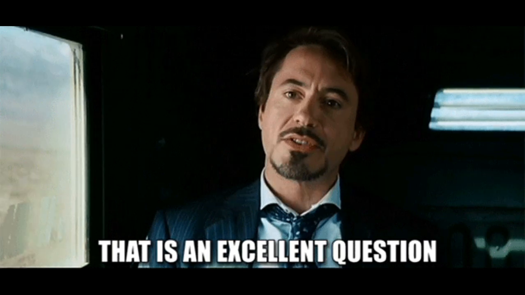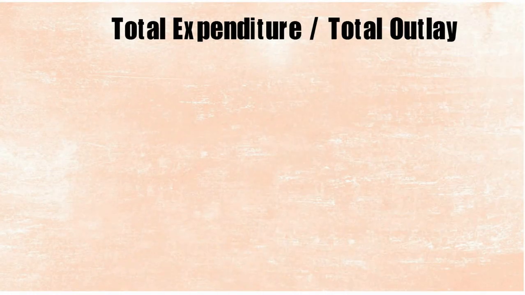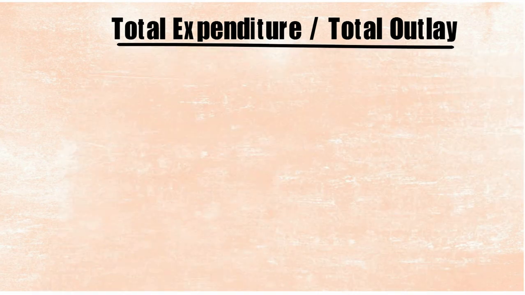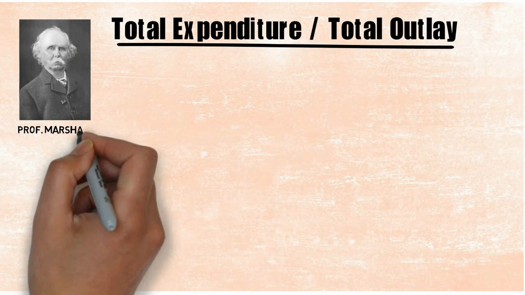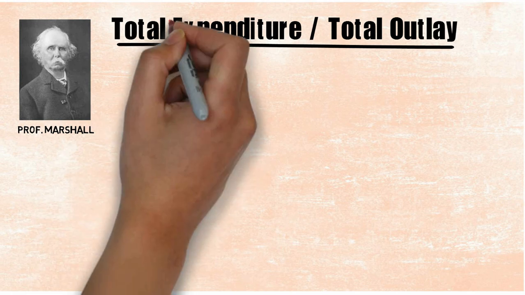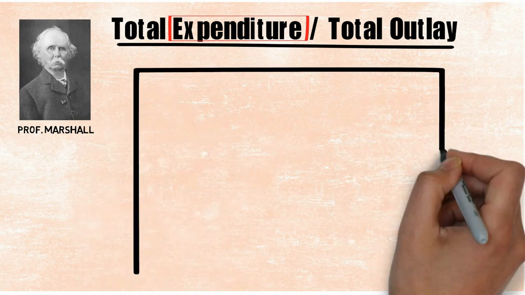Whew, I just don't understand why people hate economics. It's so easy. The second method to calculate price elasticity is the total expenditure or the total outlay method. It was given by none other than Professor Alfred Marshall. As the name suggests, we have to deal with expenditure in this method.